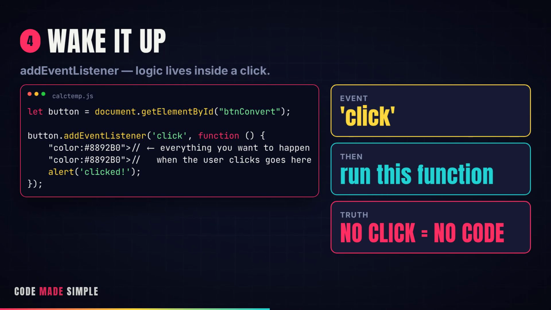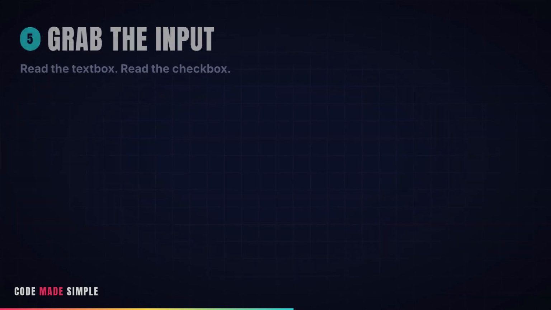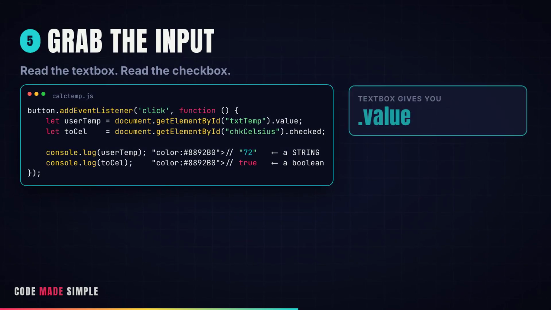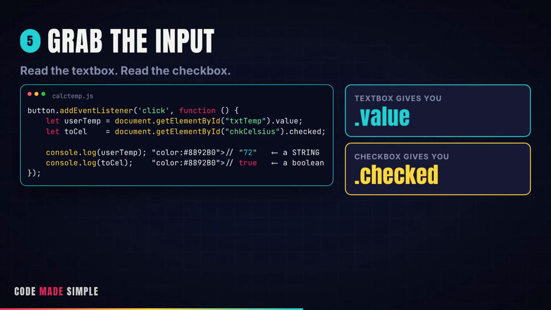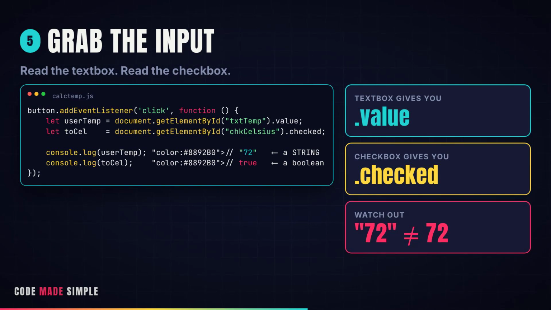Now inside the click. Grab the temperature the user typed. Grab whether Celsius is checked. Text box values always arrive as strings. The checkbox gives you true or false. That's your input.